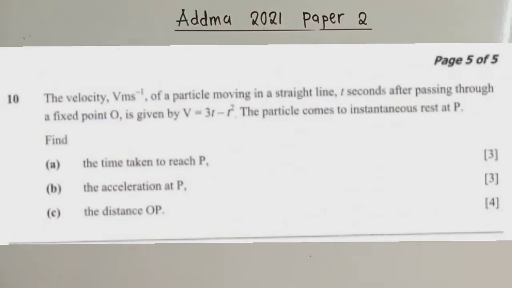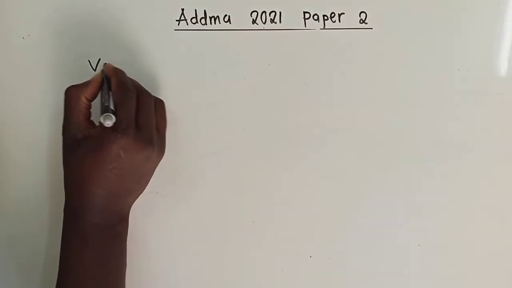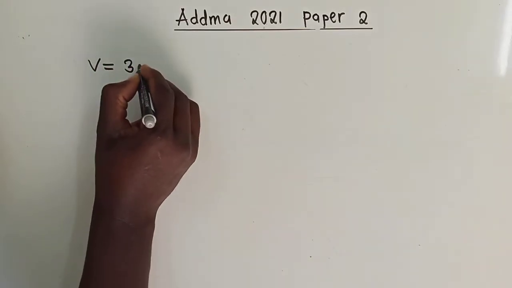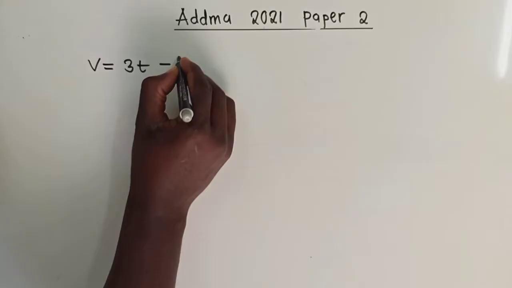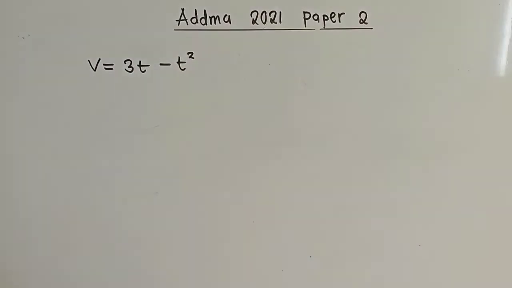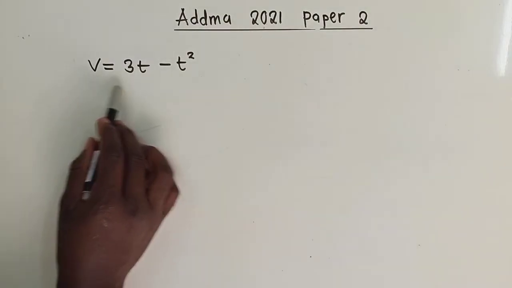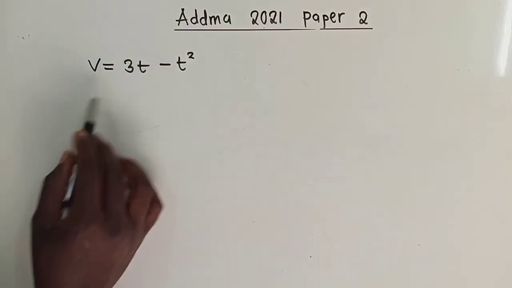So the first question here, they are saying we find the time taken to reach P. If you can see in the question, they have given us the velocity, and the velocity here looks like this. This is the velocity we've been given. Okay, so we have that as a velocity, and this is the key. This is the key, okay?